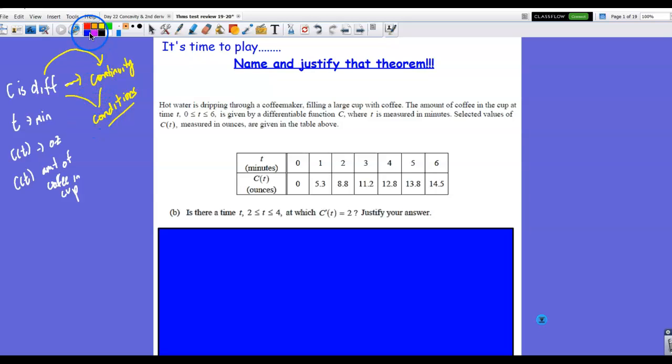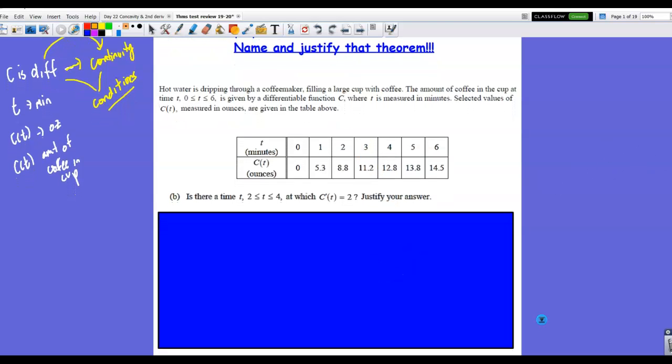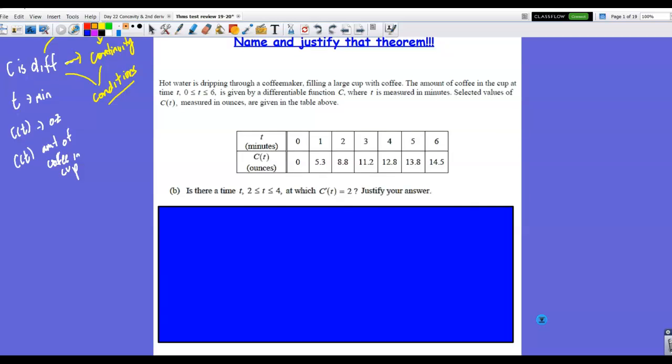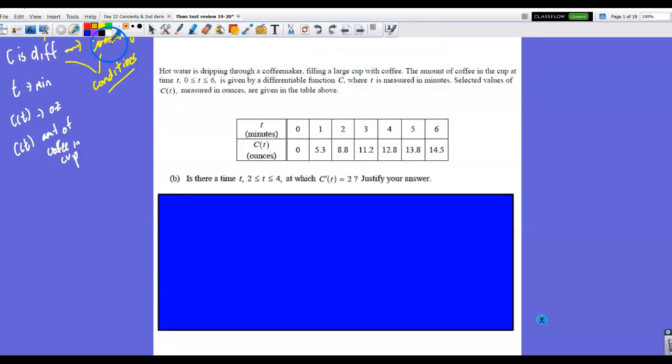All right, let's go back to read and see what they want us to do. All right, so we have our values in the table. We have minutes right here from 0 to 6 minutes, and we have the number of ounces of coffee in the cup. So the question is this: is there a time? This is another big giveaway that we're probably encountering a theorem. You'll see this very often. Is there a time makes me alert to this is probably going to be an ask about a theorem on the interval from 2 to 4.